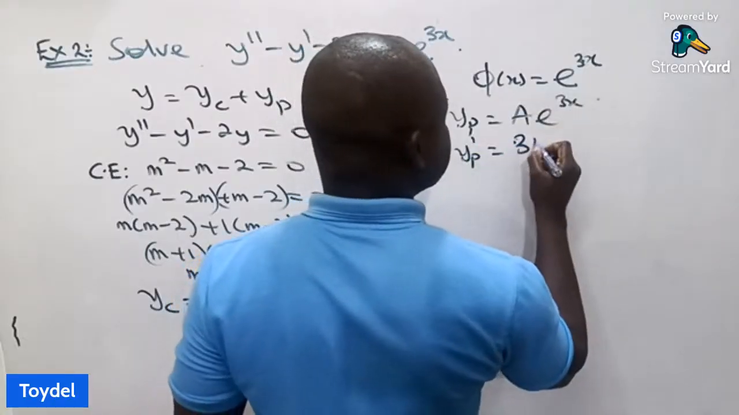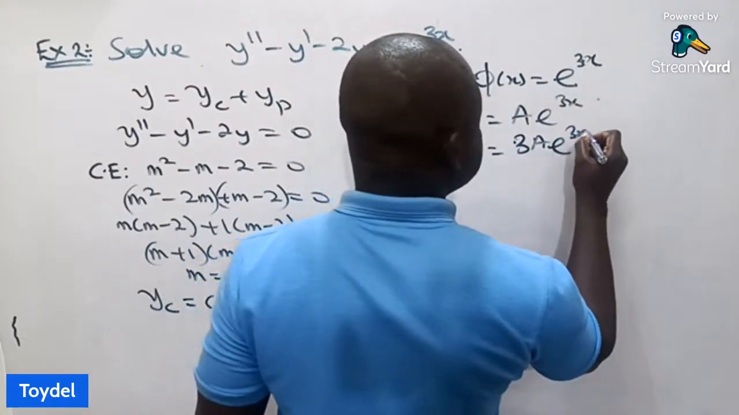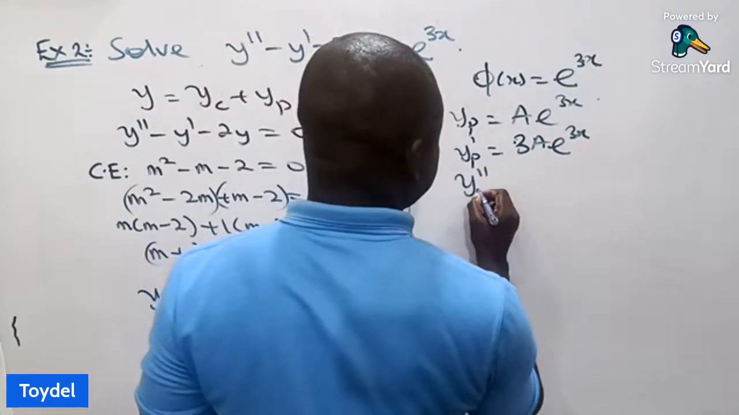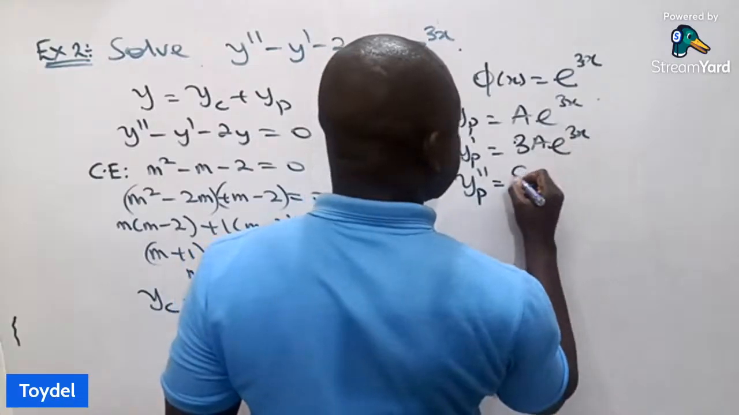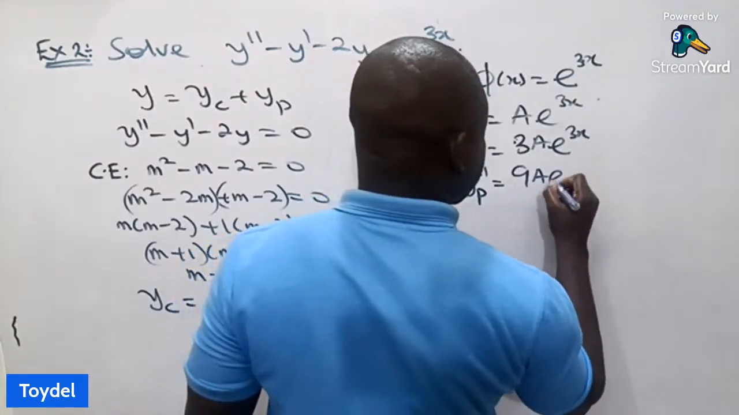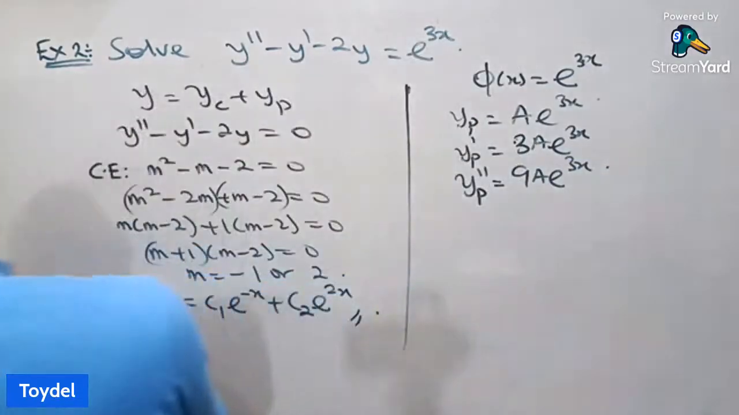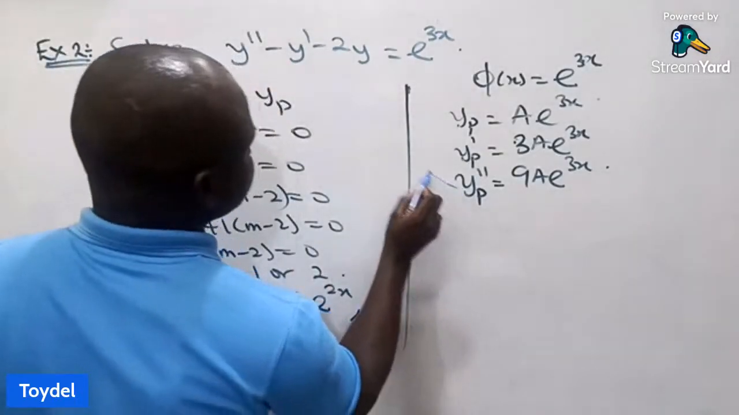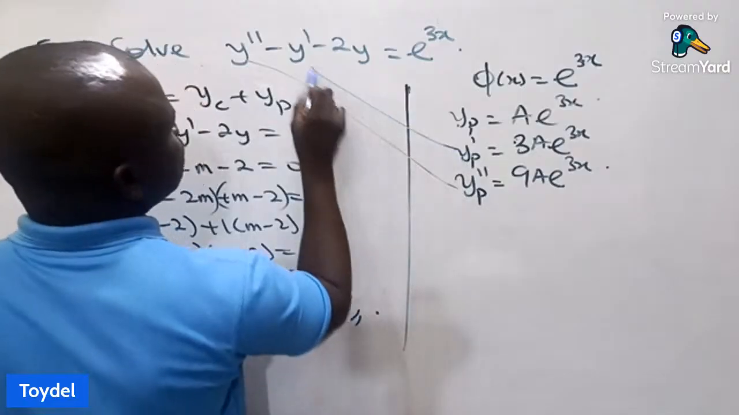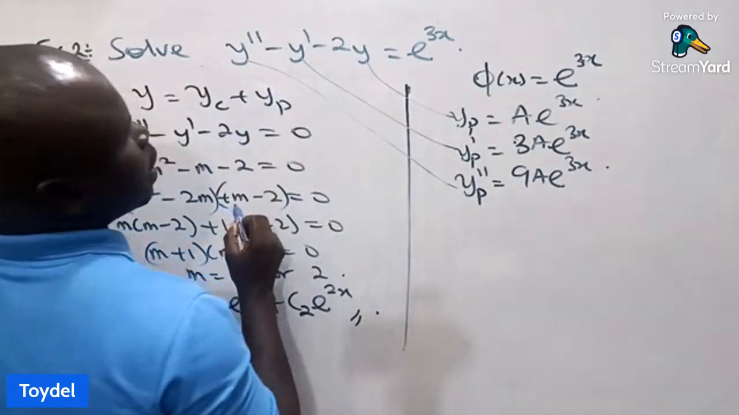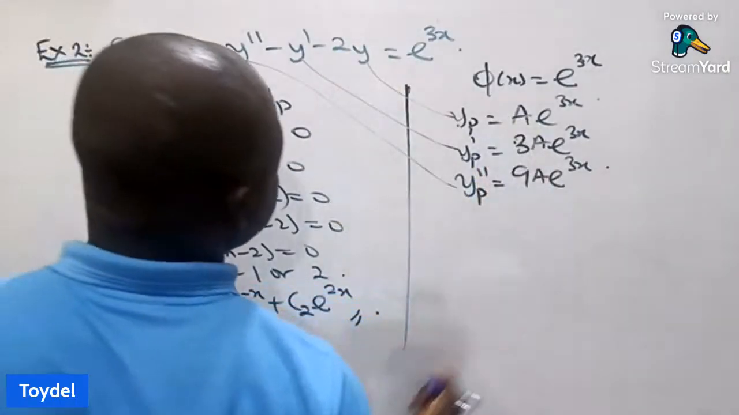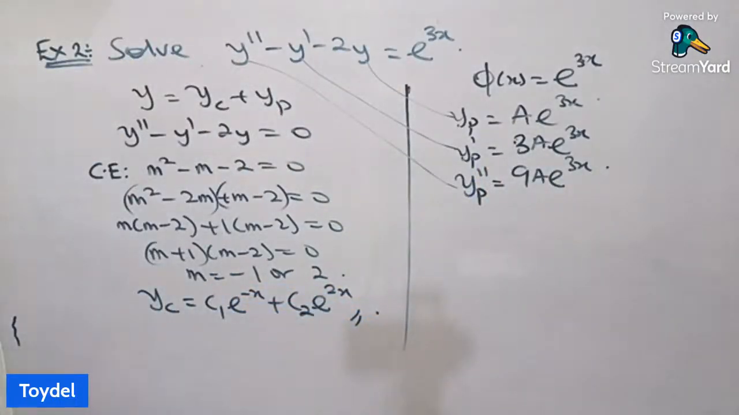So we differentiate this the first time, yp prime. When we differentiate this, it will be 3a exponential 3x. Then when we differentiate the second time, this one will be 9a exponential 3x. That's what we are going to get. So once we arrive at that, then we are going to substitute this value back to this equation, y prime prime to y prime prime, y prime to y prime, then y to where we have y. Once we do that, we equate it to this. Then we get the value of a. Then once we know the value of a, that represents our particular solution.